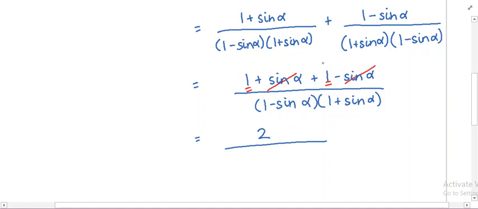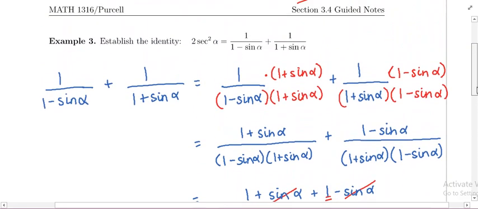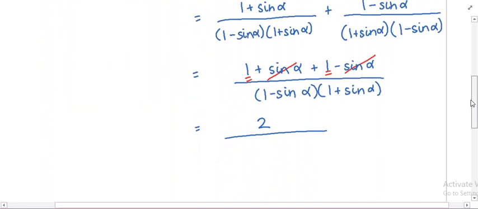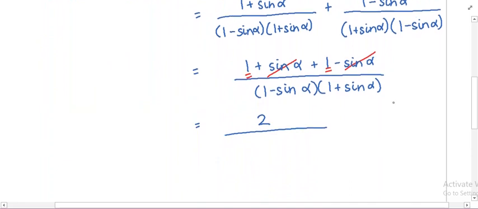So then I've got this denominator here. And I'm going to go back and look at what I'm trying to achieve. I'm trying to get the left side, which is 2 times the secant squared of alpha. I'm nowhere close to that, so I feel the need to go ahead and FOIL out the denominator.